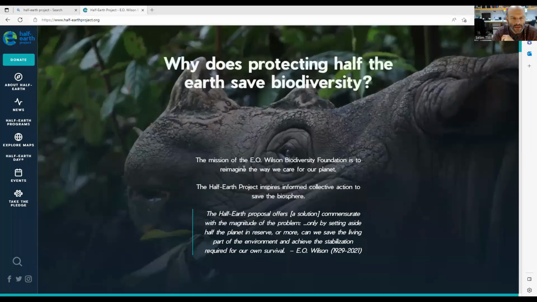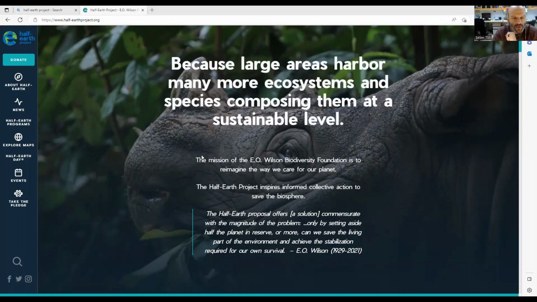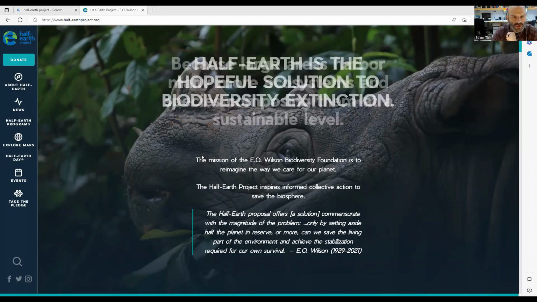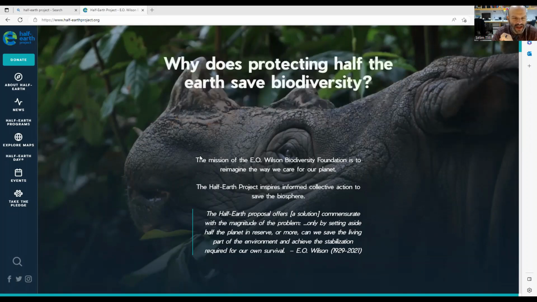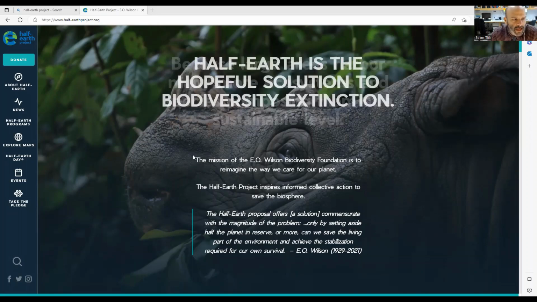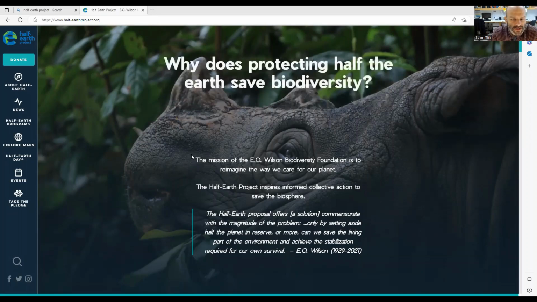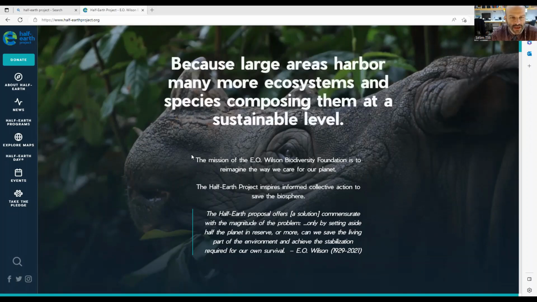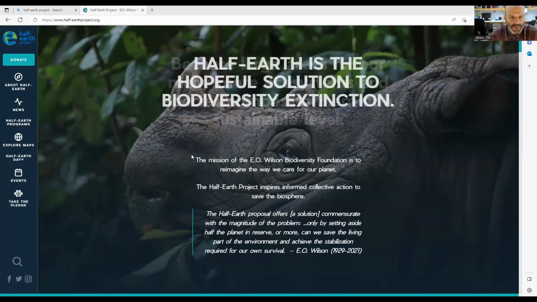Hi, students. This is a website and an organization called the Edward O. Wilson Biodiversity Foundation, and we're specifically looking at their Half-Earth Map project. I'm a big fan of this tool. I'm a big fan of maps in general. I think maps are an awesome way of learning a tremendous amount and intuiting about a particular area.